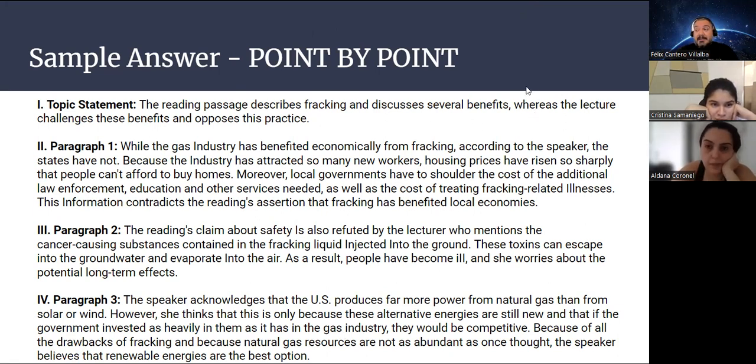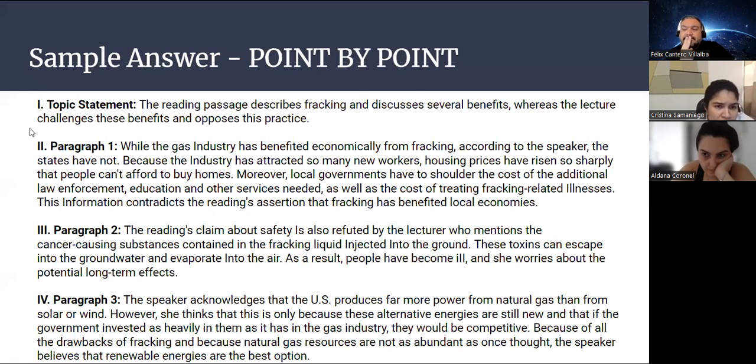And here, whereas is a contrast transition. You could put a period here and say, however, comma, the lecture challenges these benefits and opposes this practice, or period, on the other hand, comma, and so on. So as long as you put a transition word and then the opposite, in this case because it's challenges, then you have already part of the question answered. Okay, Cristina, please read paragraph 1.